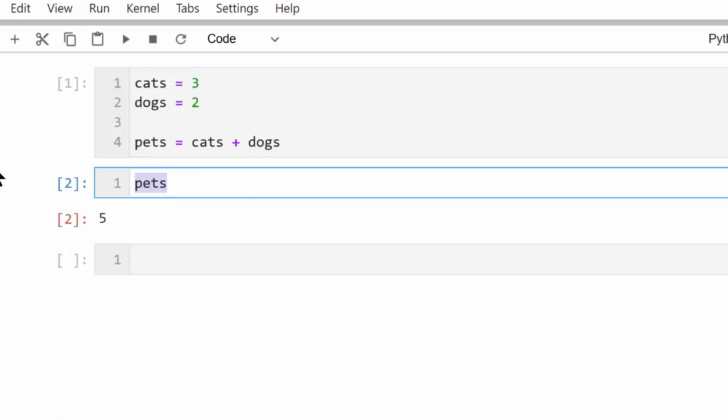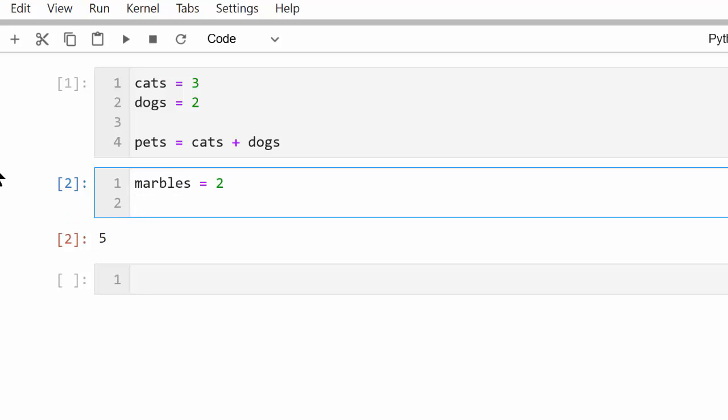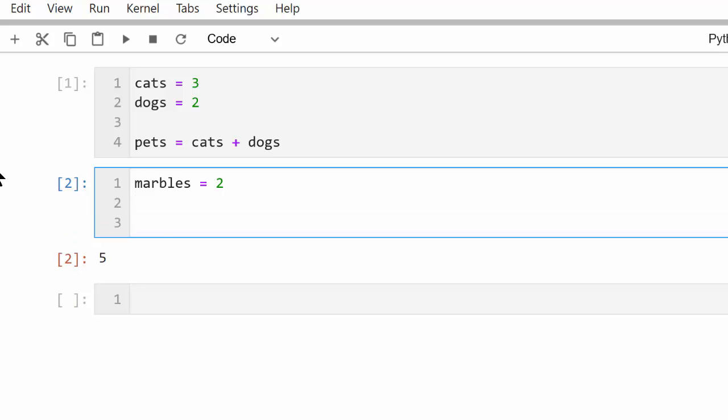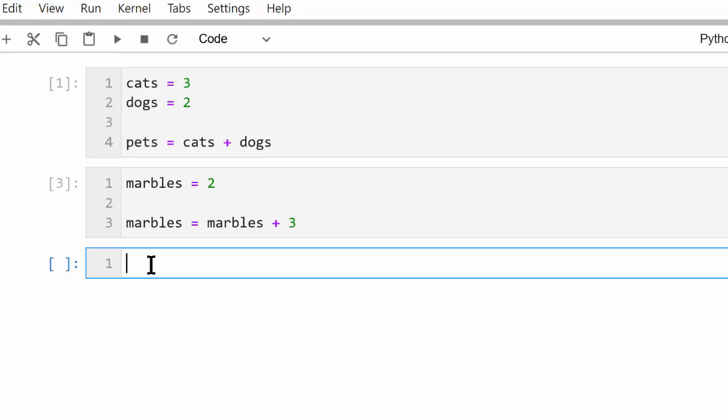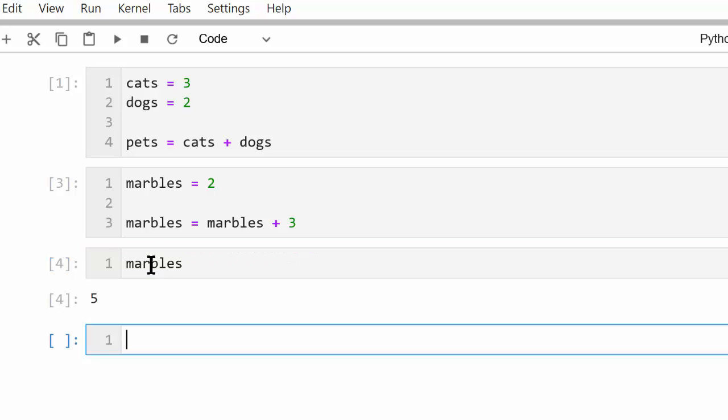So let's take another example. Say you have marbles. You have 2 marbles, right? And then you want to add 2 more marbles. You create a new instance of this marbles variable and say marbles equals marbles, the number of marbles that you have currently, plus 3 more, let's say, right? Shift execute. And then what is the value of marbles here? After you have performed the operation, it's 5, 2 plus 3, 5.